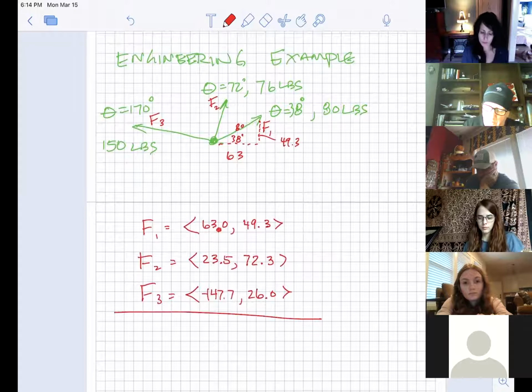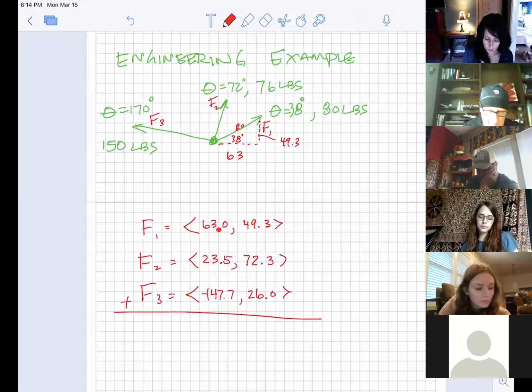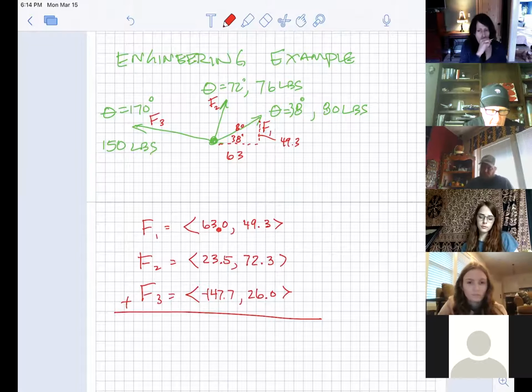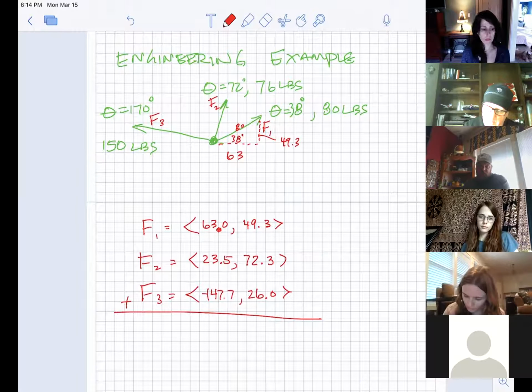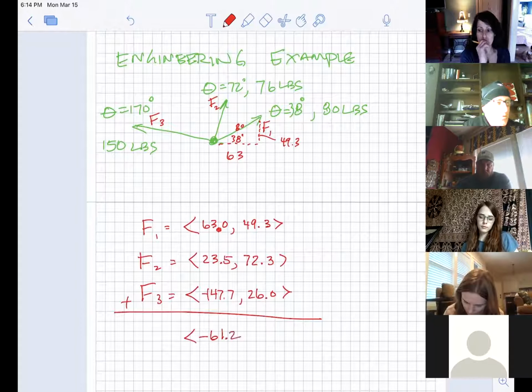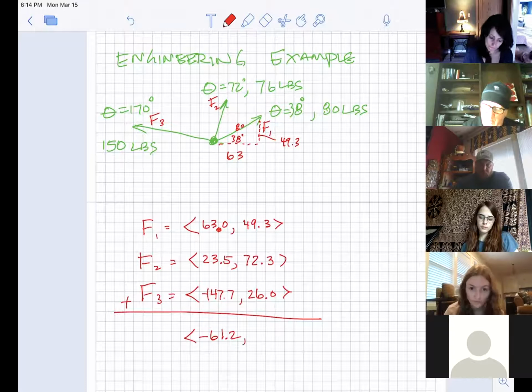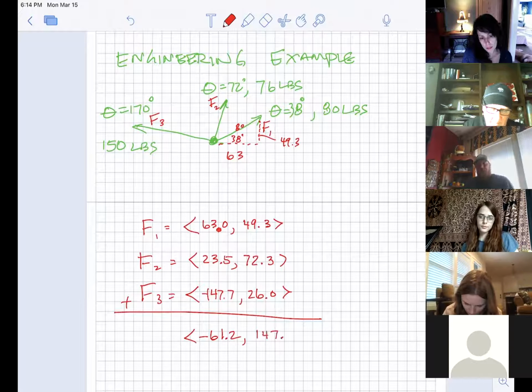So what do I do to get the result? I just add them all up. Add the X's with the X's. So if I take 63 plus 23.5 plus negative 147.7, I get negative 61.2. Looking over at AutoCAD, is that the size we got a minute ago? Yeah, it was 61.13. So I just got the same answer we got a second ago. Awesome. Add up all the Y's. 49.3 plus 72.3 plus 26. They're all positives. And I got 147.6. Yeah, that's the result.